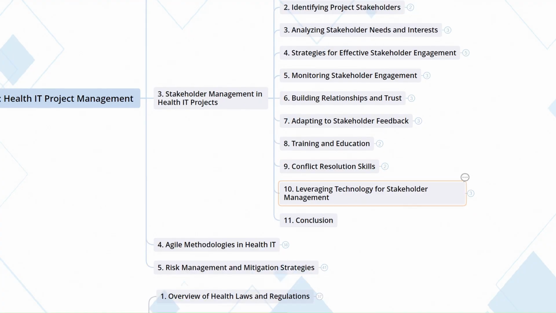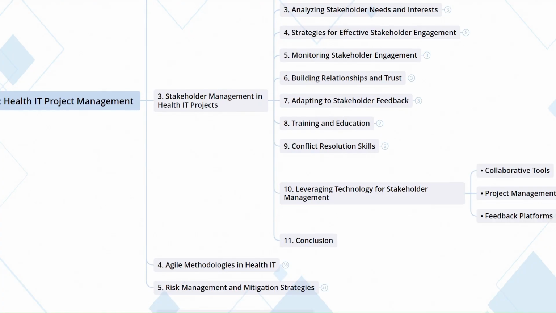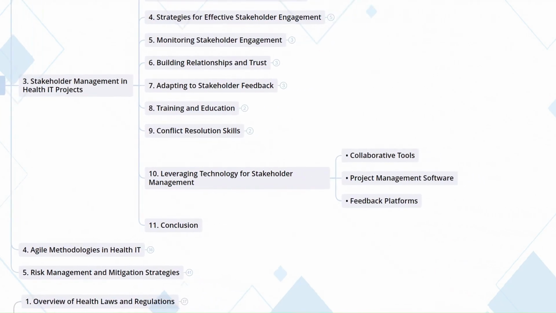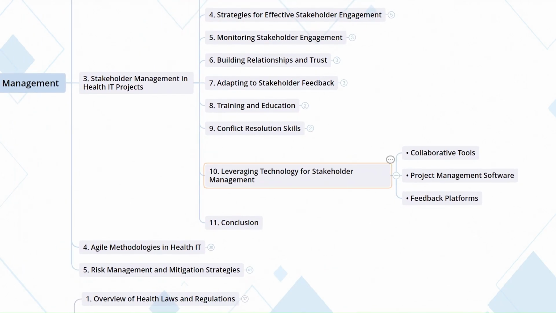Next, leveraging technology for stakeholders. Technology plays a significant role in facilitating stakeholder management in health IT projects. These include collaborative tools, project management software, and feedback platforms.